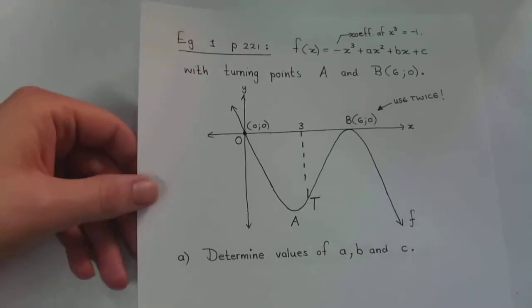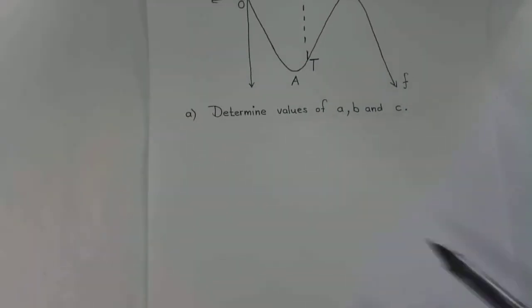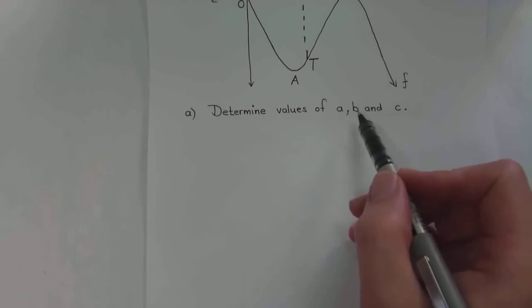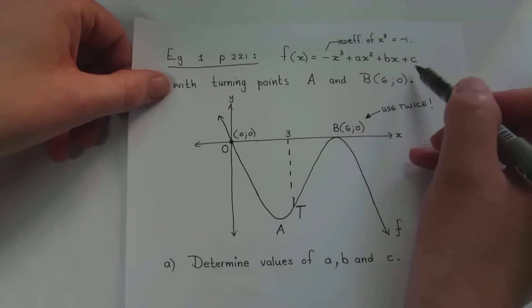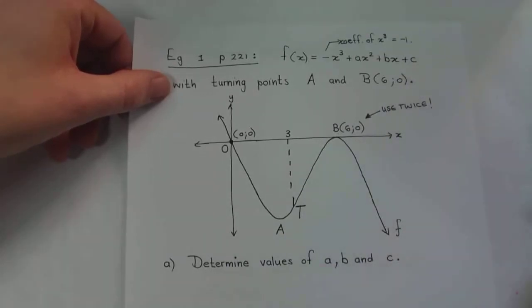Right, let's get started with the example. First thing they say is determine the values of a, b, and c. And if you look at the equation given, a, b, and c means find the equation of f. That's pretty much what they're asking for: find the equation of f.